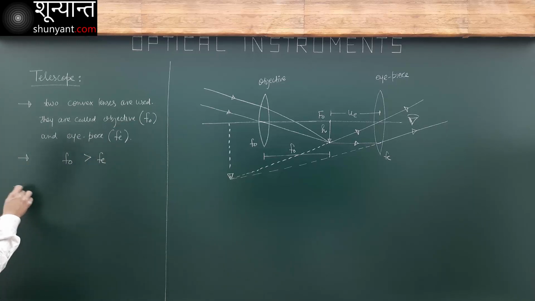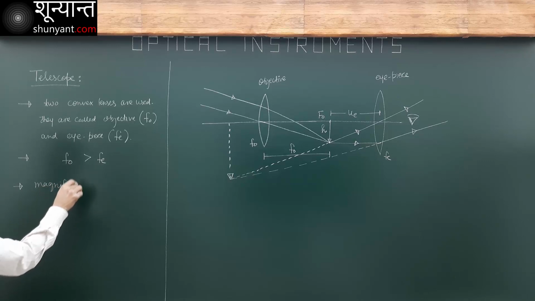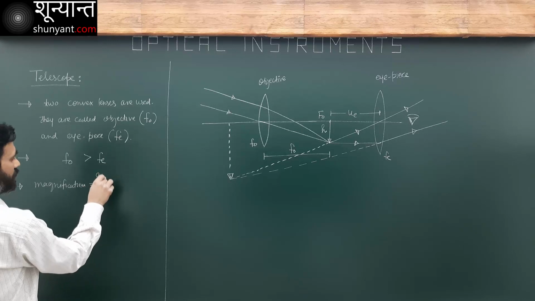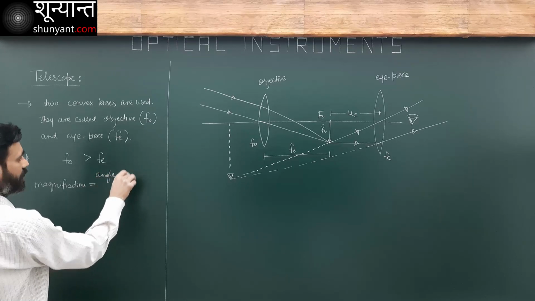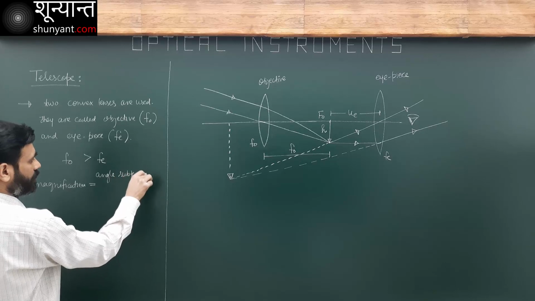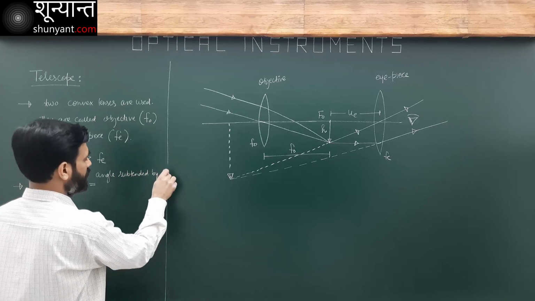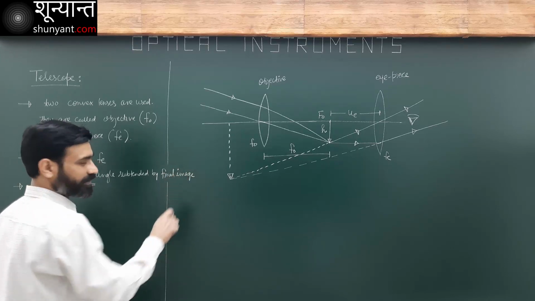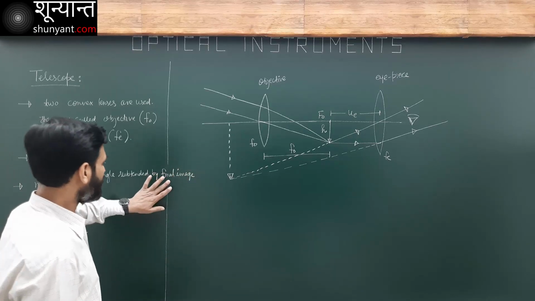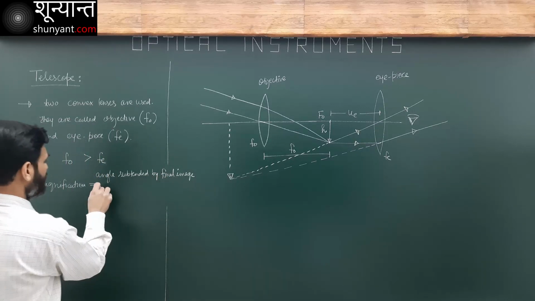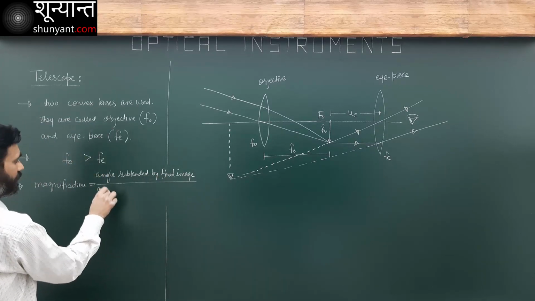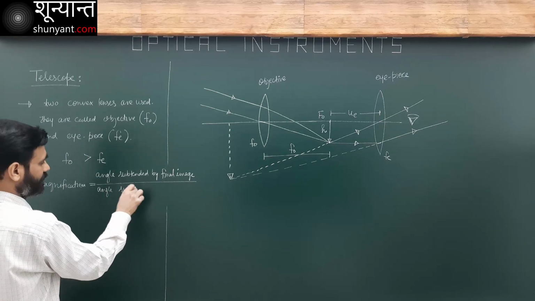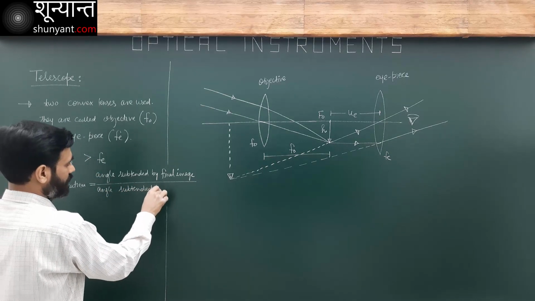Magnification is equal to the angle subtended by the final image over the angle subtended by the object. This is somewhat simpler than the definition for the microscope.